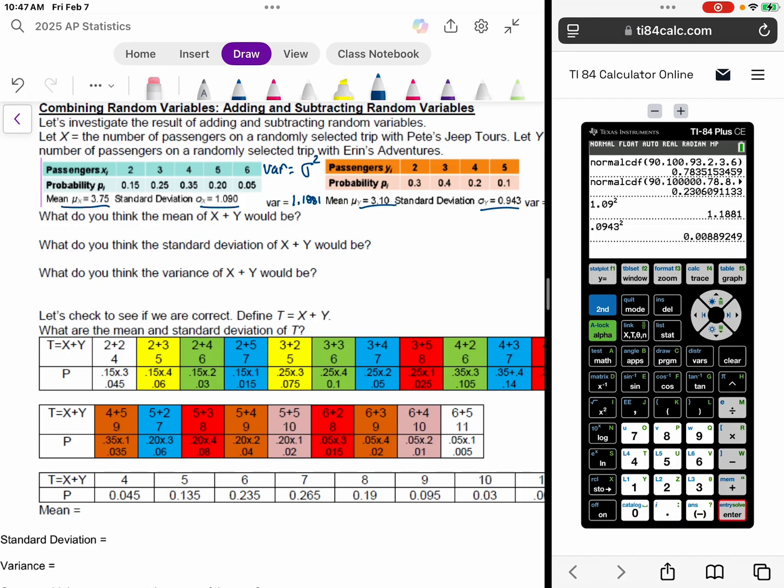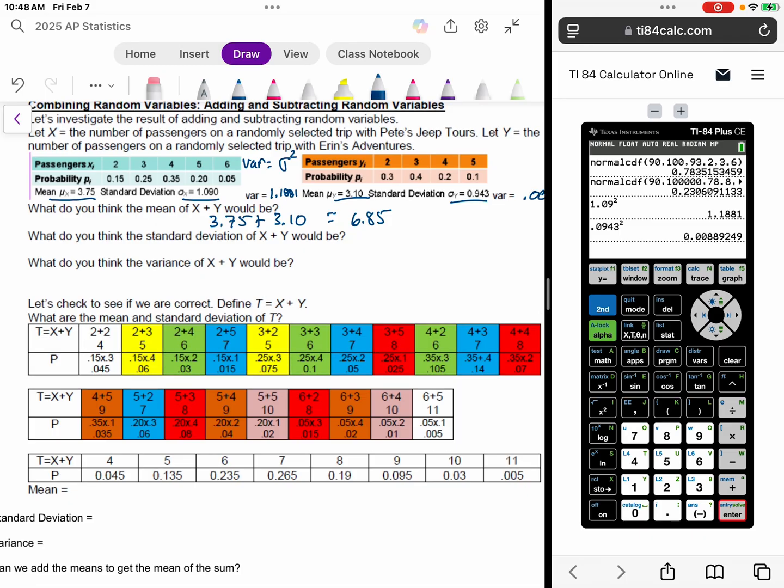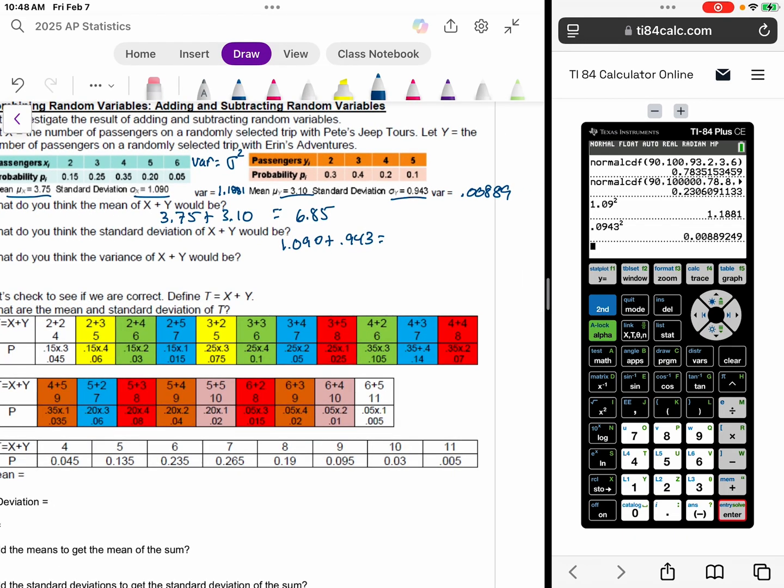Can I do the mean of X plus the mean of Y? So that would be okay. Can I do 3.75 plus 3.10? And that would give me 6.85. Now we're going to test it here in a minute, doing the math and the calculations. What do you think the standard deviation of X plus Y is? Well, in theory, I think we could add them together. 1.090 plus 0.943 gives us 2.033.